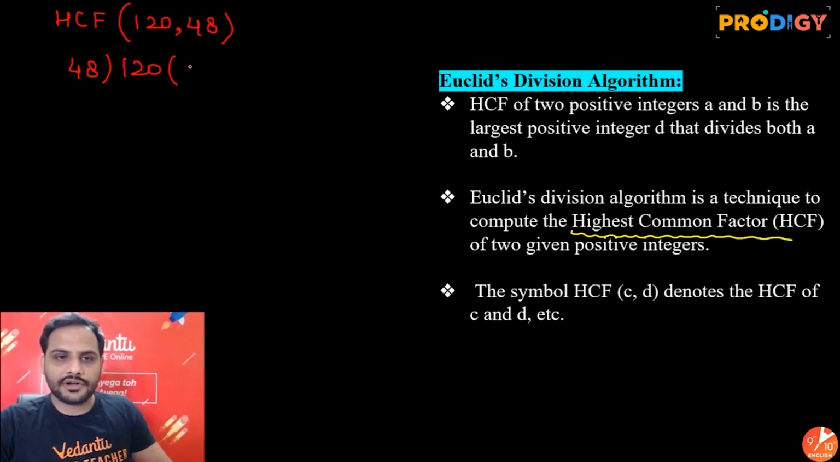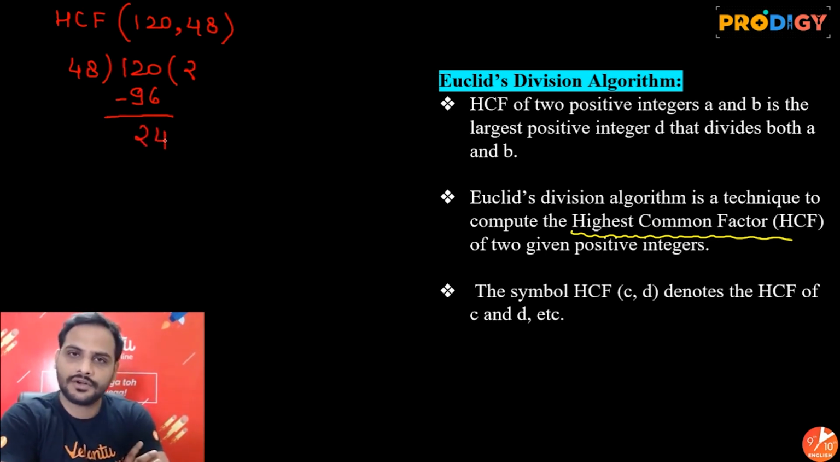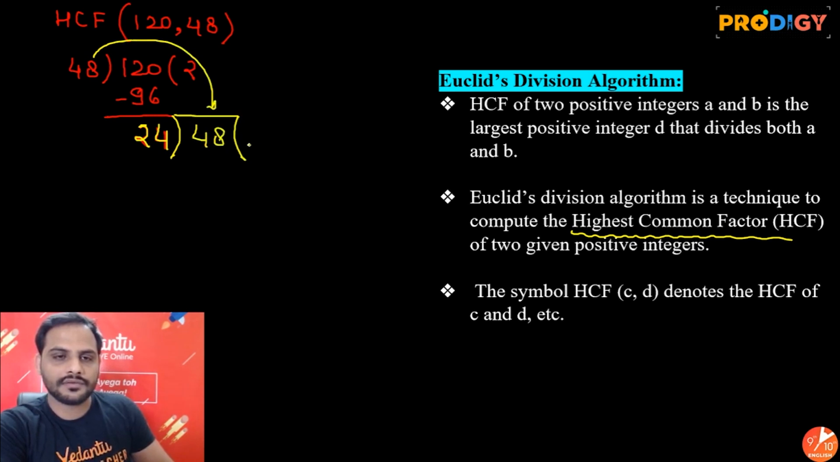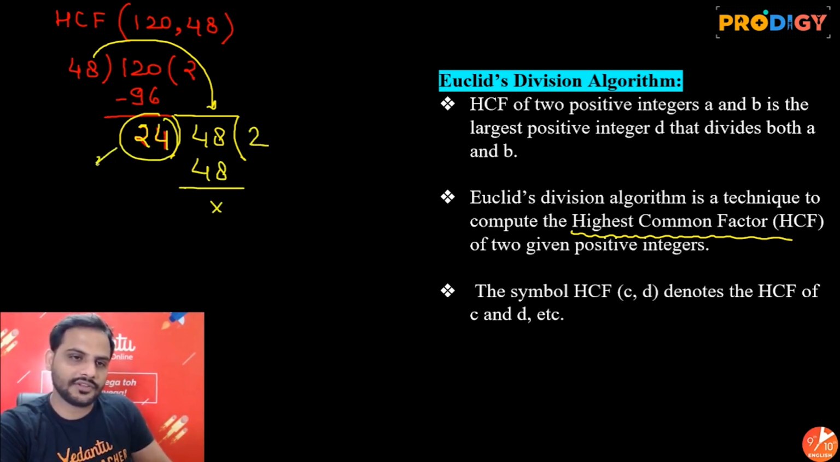So 48 twos are 96. Subtract it. Okay, the remainder is not 0 over here. Clearly we can see the remainder is 24. Then again in the next step, what will happen, beta? Now 24 will become the divisor and 48 will become our dividend. 24 twos are 48. So in the second step only we have got our answer. So 24 is our HCF.